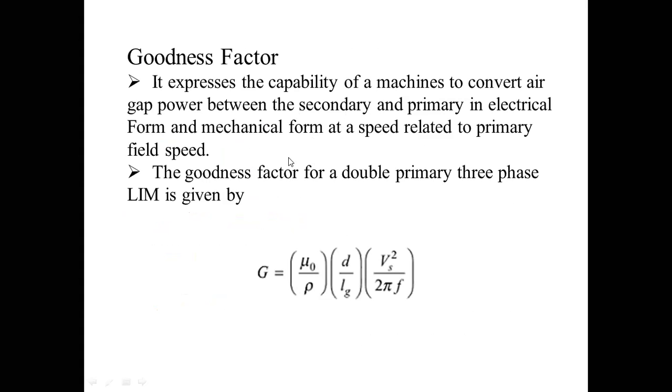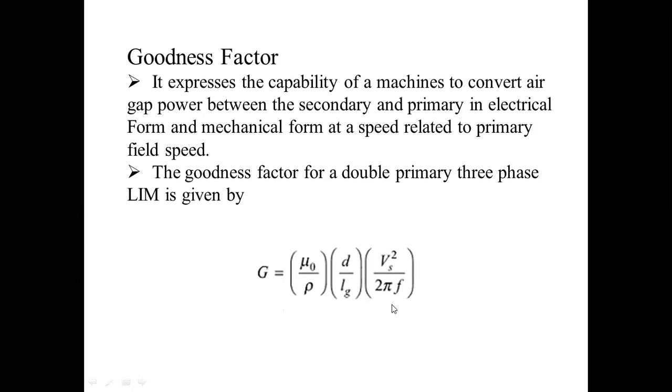This is the goodness factor, and this can be derived. It also has an expression. A goodness factor G is equal to mu naught, permeability of free space, by rho, into D by LZ, into Vs square by 2 pi f. This is nothing but the goodness factor, which predicts the performance of the linear induction motor.